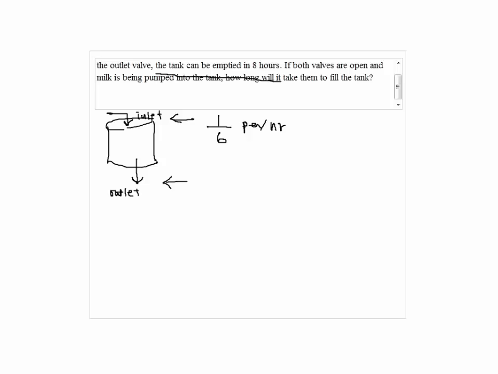Since the tank can be emptied in 8 hours using the outlet valve, 1 out of 8 of the tank is emptied in 1 hour. So in 1 hour, we have 1/6 coming in, however 1/8 coming out. So we have the difference, which is 1/6 minus 1/8, is how much we have in 1 hour.